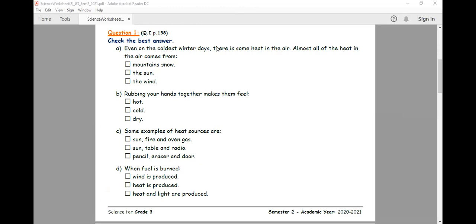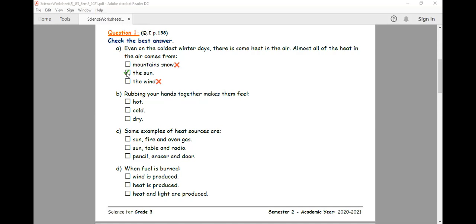Mountain snow is not, because snow is cold. The wind is also cool, like refreshing. So it's the sun. Excellent explanation. Bravo ya Christian.